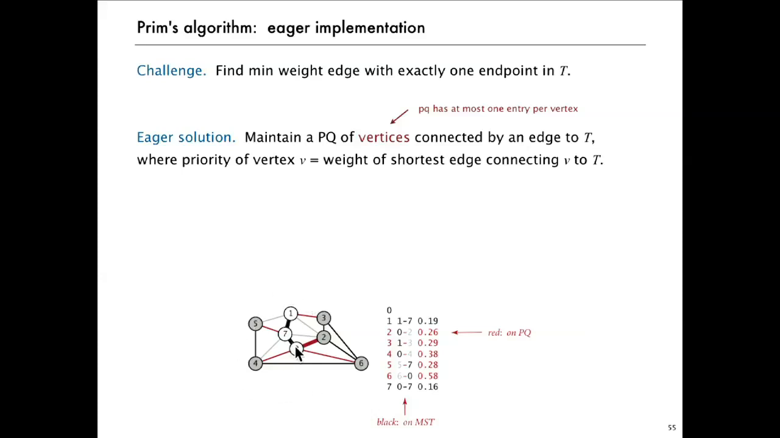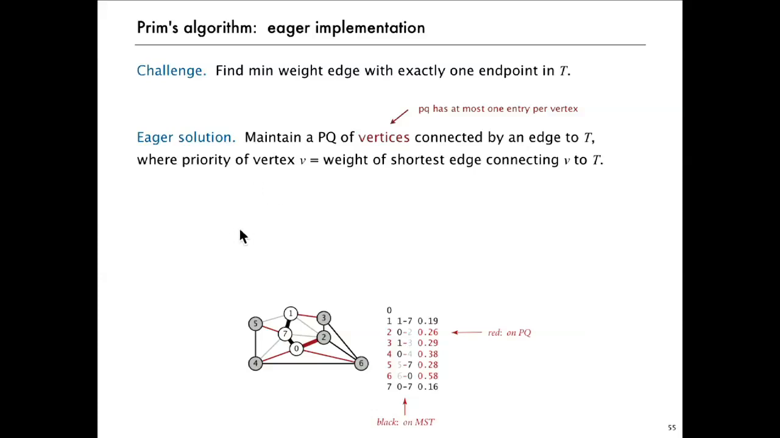where we've built the tree for 0, 7, and 1, then the black entries in this are the edges that are on the MST, so that's 0-7 and 1-7. And the red ones are the ones that are on the priority queue because they're connected by an edge to some vertex that's on the tree. And for each one of them, there's a particular edge that's shortest, that connects that vertex to the tree. And so that's the key for the priority queue.